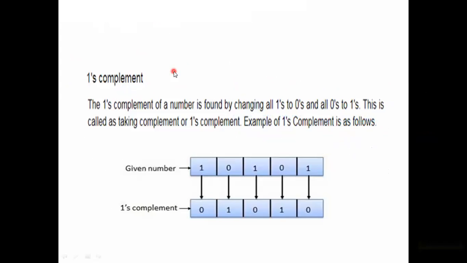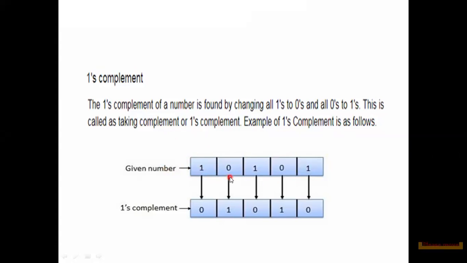Suppose the given number is taken here. How to calculate the one's complement? In binary numbers we have only ones and zeros. So one's complement means changing 1 to 0 and 0 to 1. Wherever there is a 1 we place 0, and wherever there is a 0 we place 1. Then that becomes the one's complement. Let's take an example.